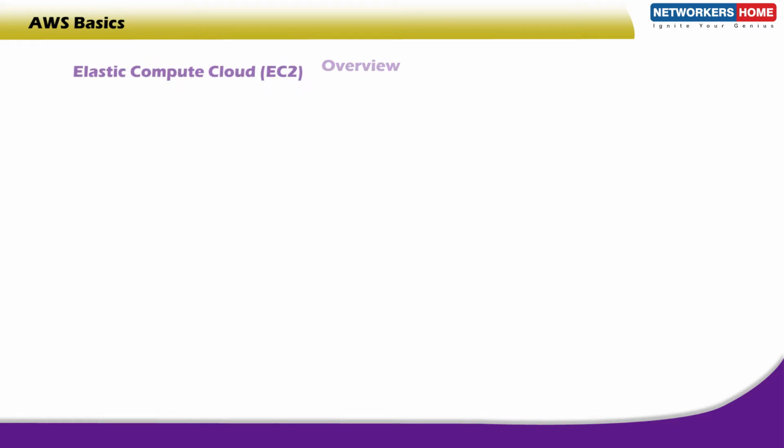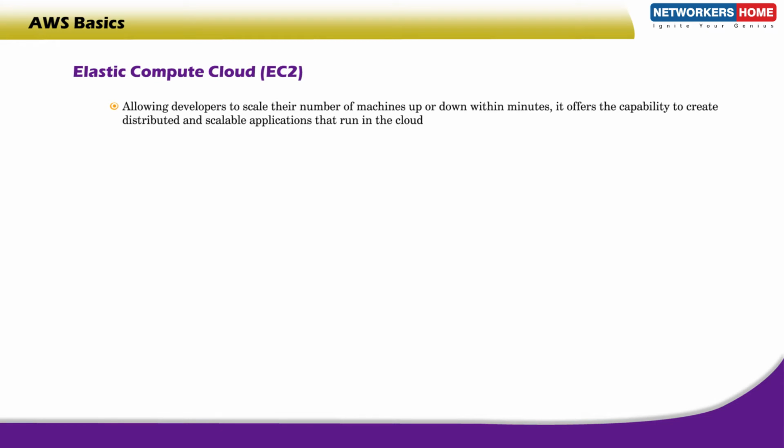Before we show you how we make it easier, let's cover the basics of services that Amazon provides. Elastic Compute Cloud, EC2. EC2 introduces a new paradigm for web hosting. By allowing developers to scale their number of machines up or down within minutes, it offers the capability to create distributed and scalable applications that run in the cloud.